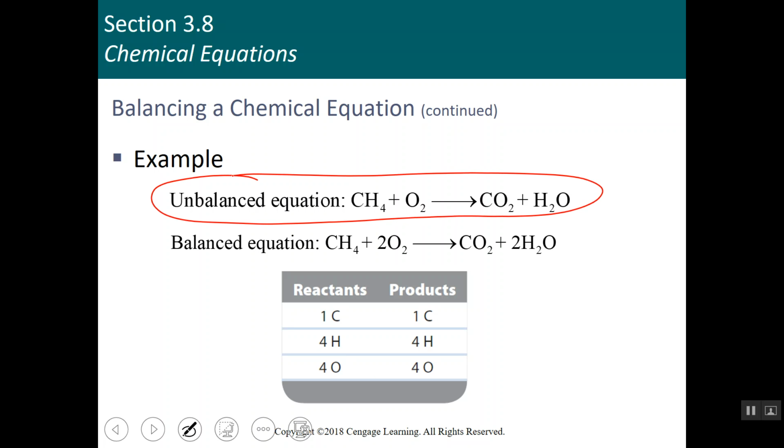What we have in this one is only 2 oxygens. So we have 1 carbon, 4 hydrogens, and 2 oxygens on the reactant side. On the product side, we have 1 carbon, 2 hydrogens, and a total of 3 oxygens. So what we need to do is work back and forth to balance that, and when we do balance it, we finally end up having 4 oxygens here, 4 hydrogens there, and 4 oxygens there. So that's what this balancing does. It makes us have the same number and types of atoms on each side of the chemical equation.